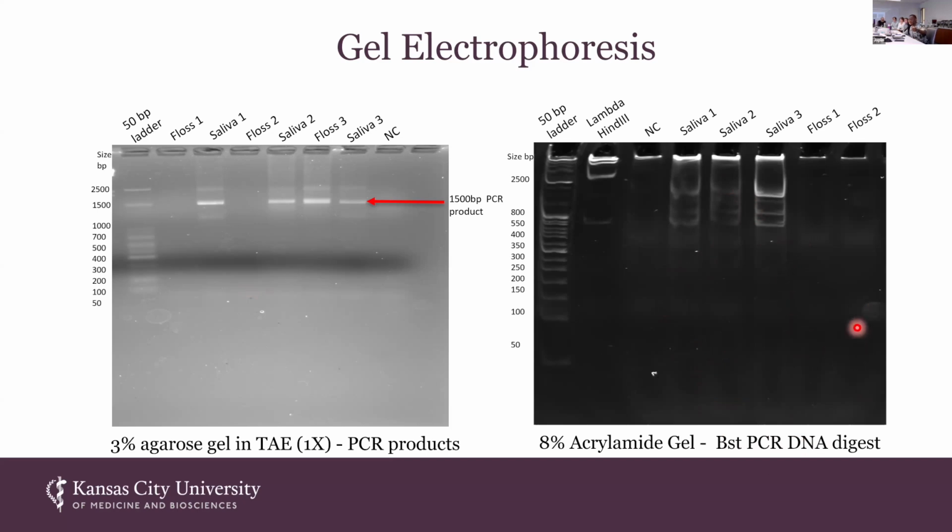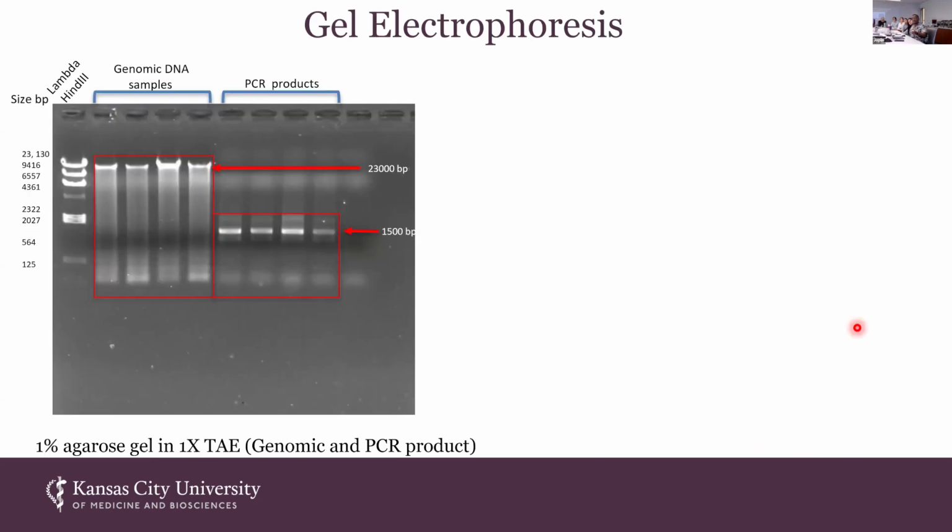Moving on to my next slide, we reran the experiment, but this time we used just the saliva samples. In the first 4 sample lanes, we can see the genomic DNA samples, which is what we expected: a 23,000 base pair product. In the next 4 sets of samples, we can see our observed and desired 1,500 base pair PCR product for the 16S ribosomal DNA in a 1% agarose gel.